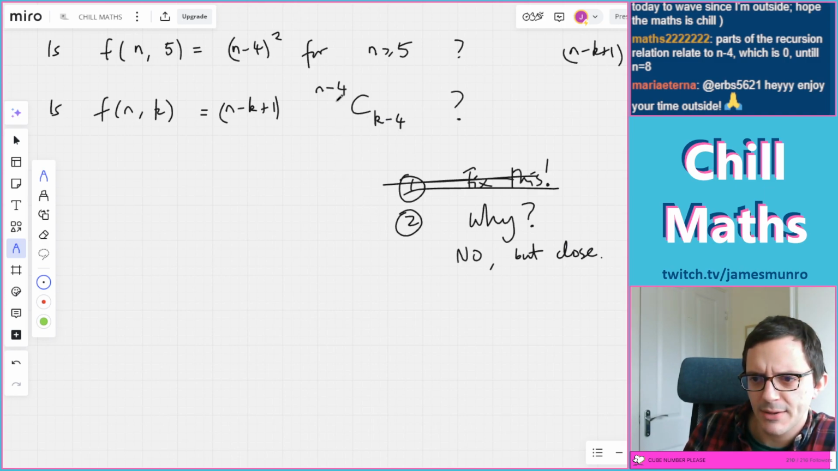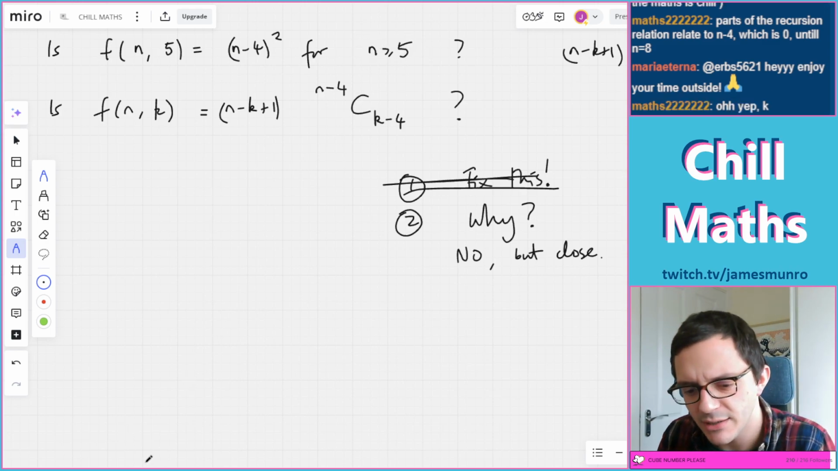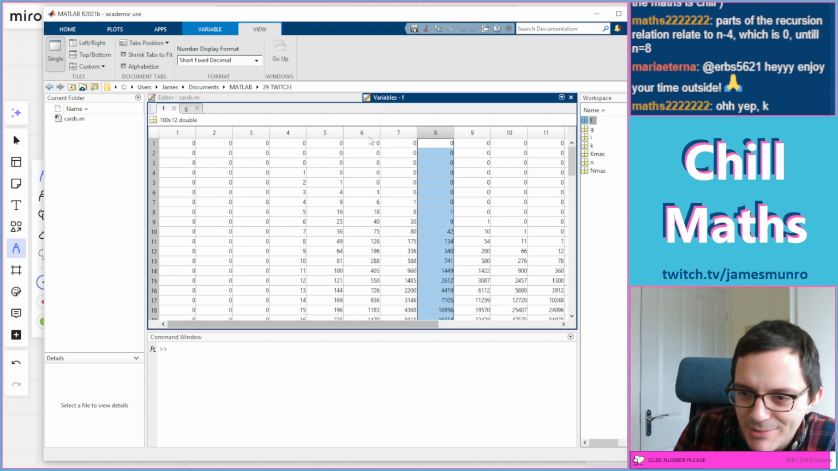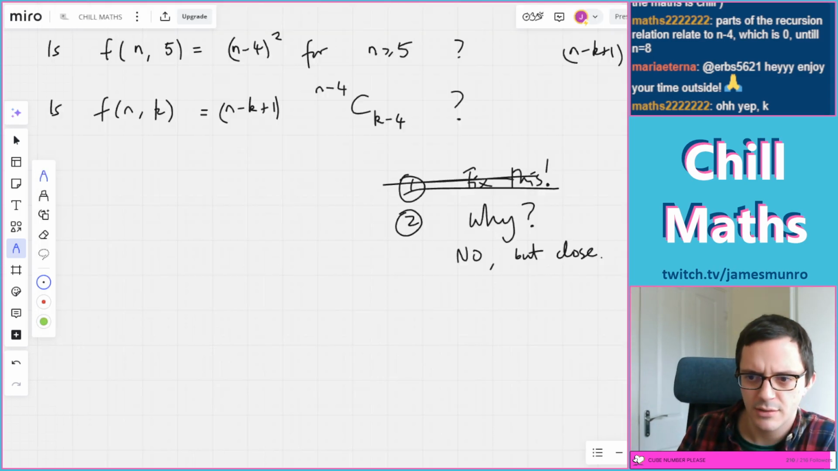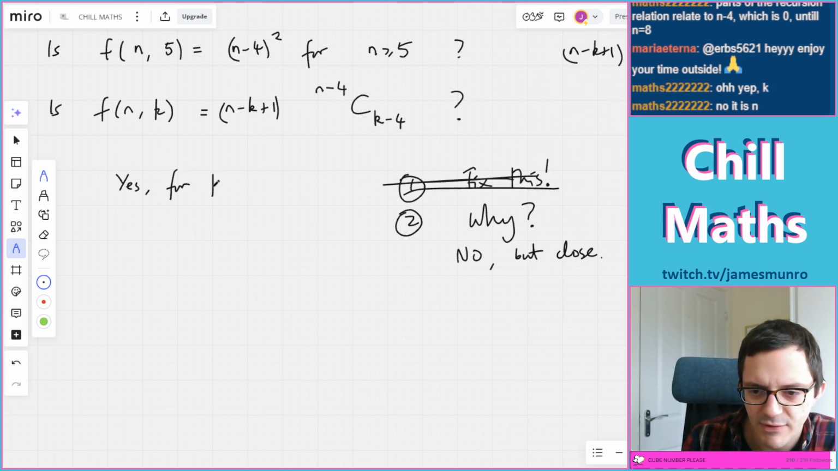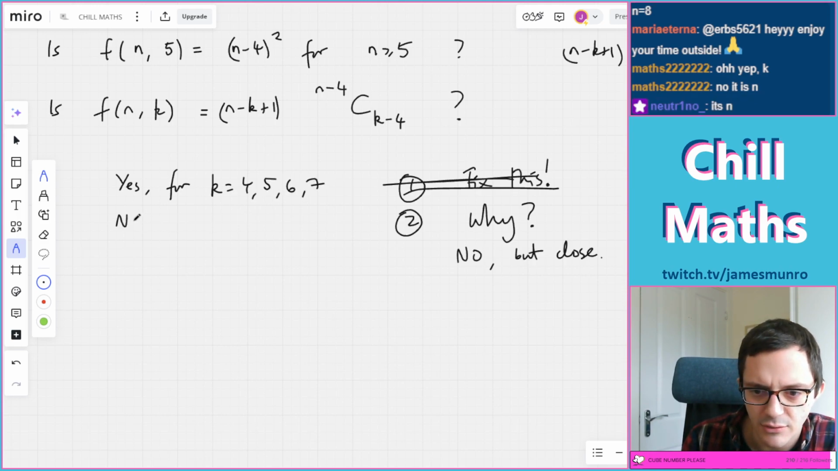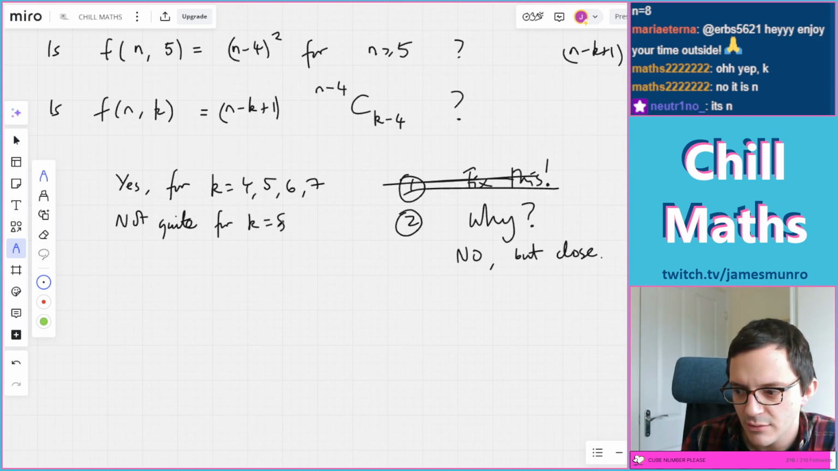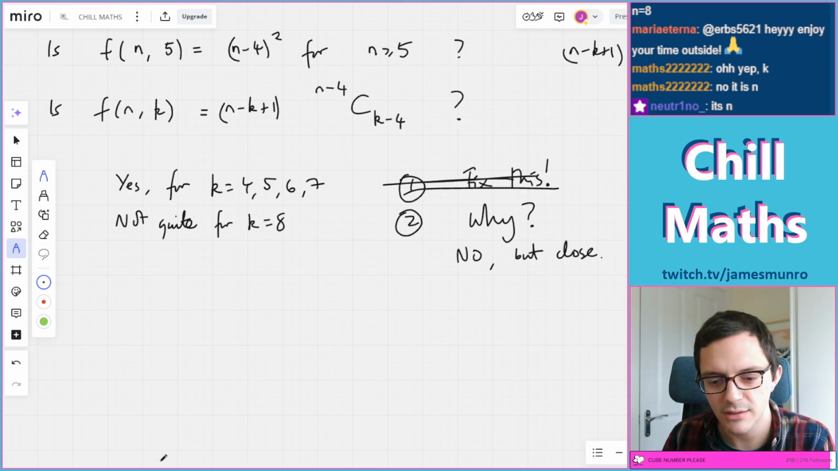Which way around does it break? I think this is true. For large n is fine, but it breaks when, I can't remember which way around my table is, it breaks when k is 8. So, yes, here's my claim. Yes for k is 4, 5, 6, and 7. Not quite for k equals 8. It is n. Everyone's telling me it's n.